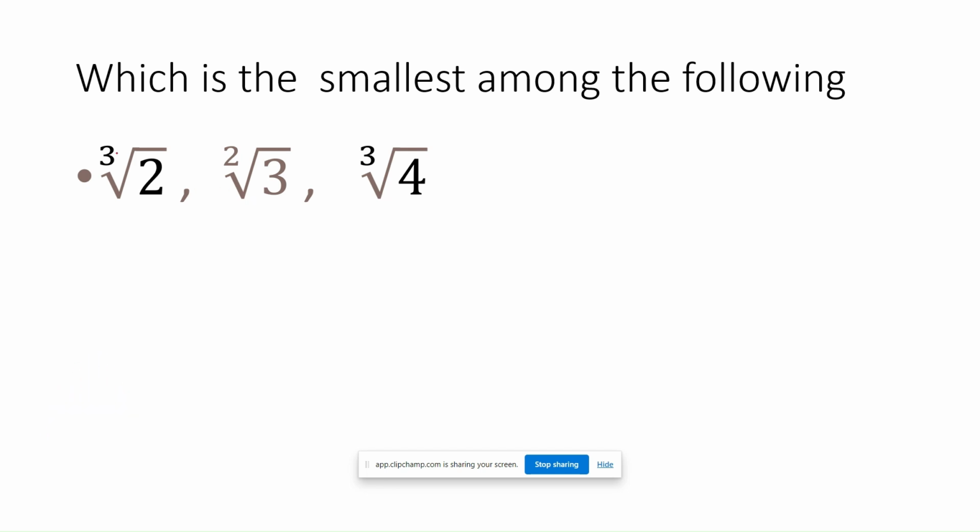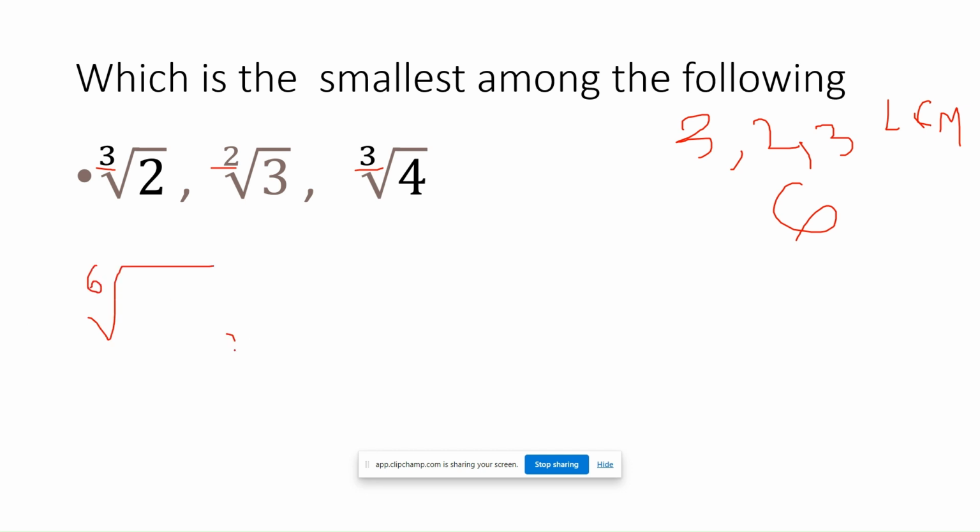Firstly you have to take the LCM of these powers: 3, 2 and 3. I hope you know how to do the LCM. The LCM of these three numbers will be 6. So now I will write like this: the root of this LCM is 6. Here also I will write 6, and here also I am going to write 6.